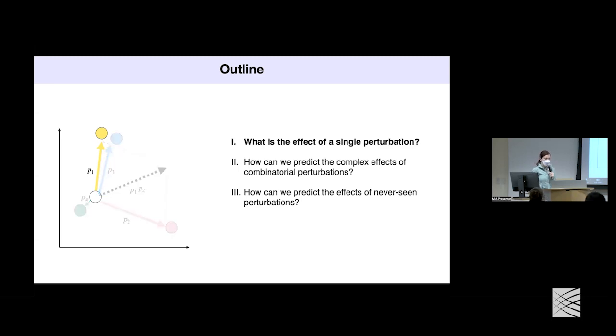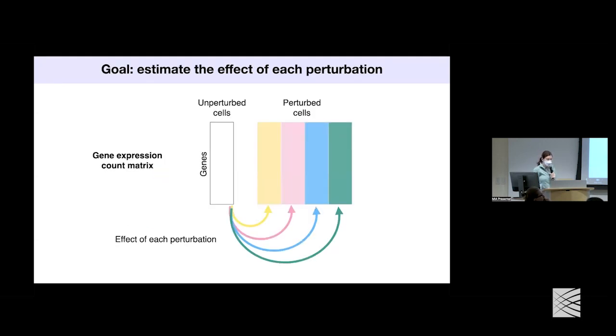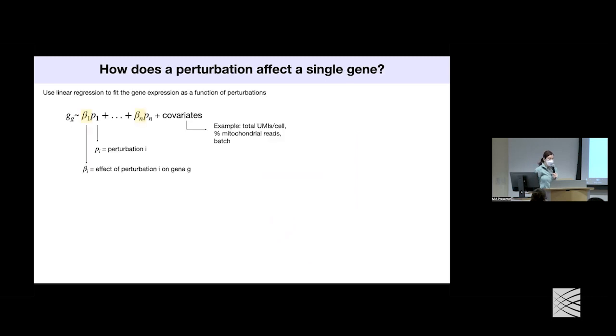Cool. All right, so let's start simple. How do we actually estimate the effect of a single perturbation? Let's start even with the effect of a single perturbation on a single gene, on a single row in our data. The simplest thing we can do is use a linear regression to fit our gene expression across cells as a function of perturbations.